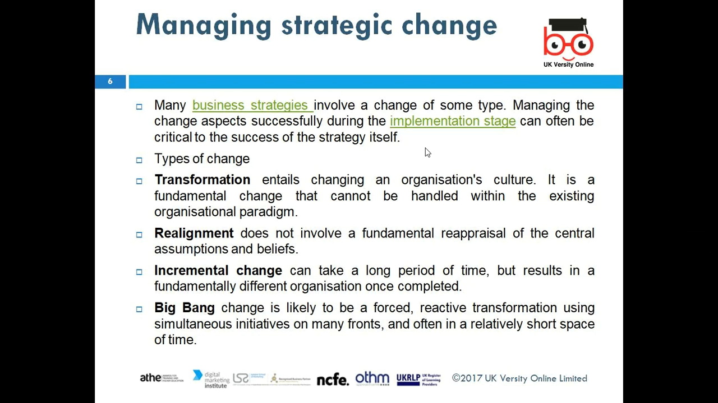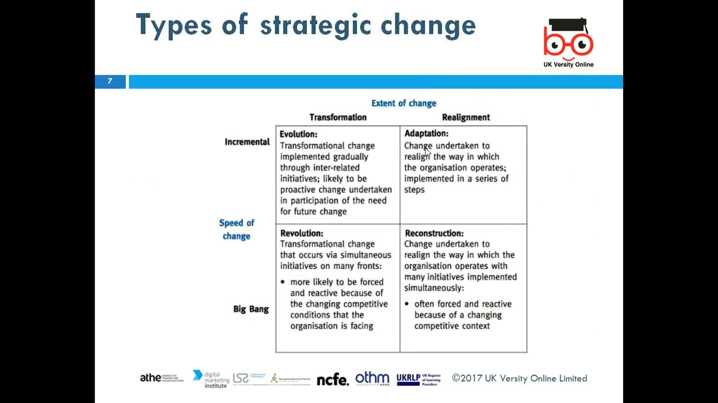Incremental change can take a longer period of time, but results in a fundamentally different organization once completed. Big bang change is likely to be forced, reactive transformation using spontaneous initiatives on many fronts, within a relatively short space of time. So we need to be quick to change. If we don't change, we won't exist.